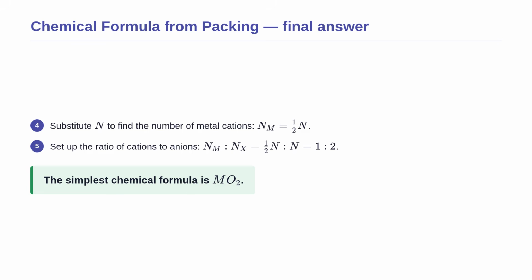Continuing with our calculation, we substitute N to see that the number of metal cations is exactly half N. Now, we compare the amounts directly by setting up a mathematical ratio of cations to anions, which simplifies to 1/2 to 1. To get whole numbers, we multiply both sides by 2, giving a final ratio of 1 metal cation for every 2 oxide anions. This tells us the crystal perfectly balances its charges and space by using 1 metal atom for every 2 oxygen atoms, giving the final formula MO2.